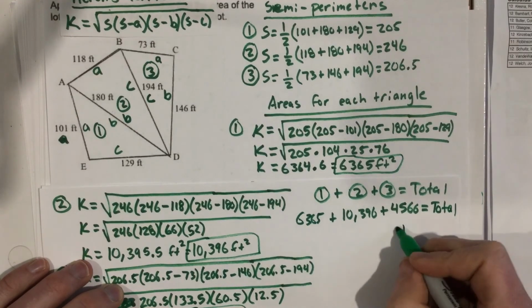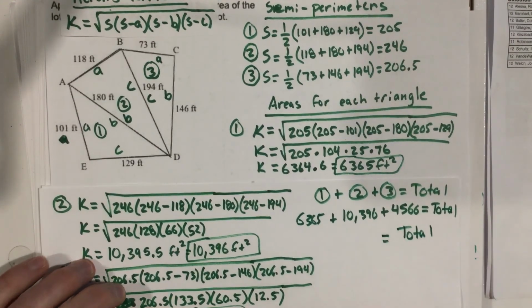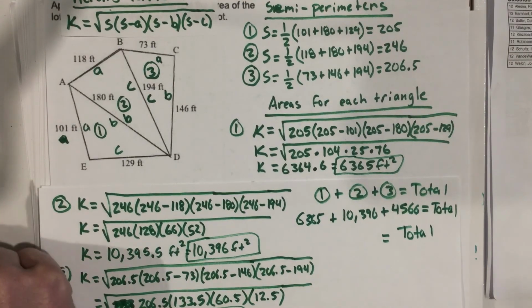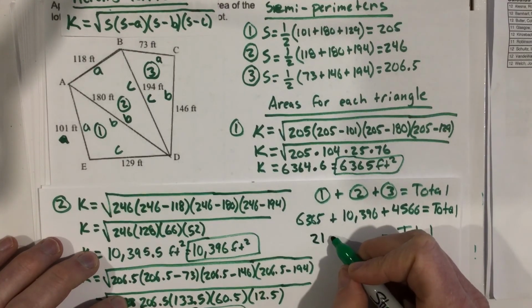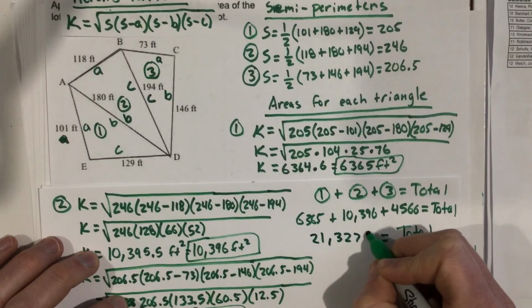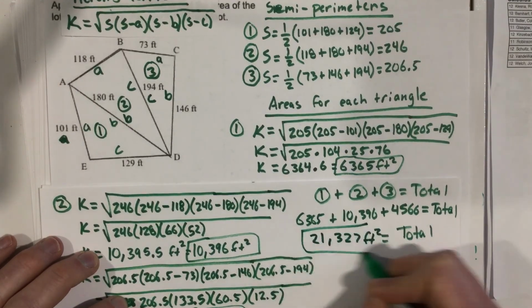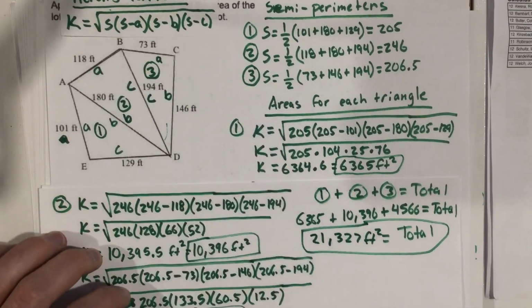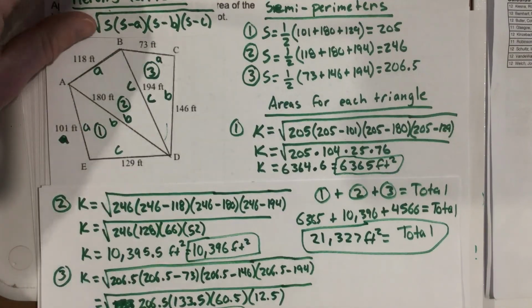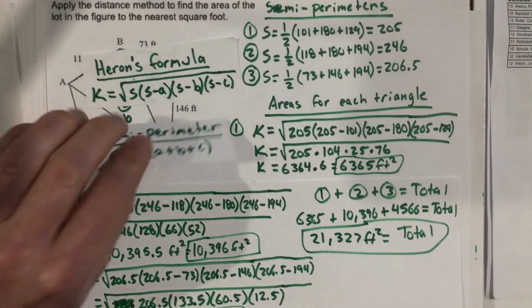So the total equals 6,365 plus 10,396 plus 4,566. Total area for this object, 21,327 feet squared. And that's the answer to the total area of that shape there. And remember, we're using Heron's formula with the semi-perimeter to find that.